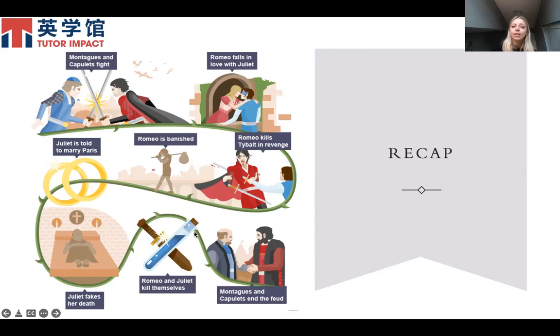As I said at the beginning, this does neglect to go into the detail of the story, but this is just a brief synopsis of the main parts of the story.